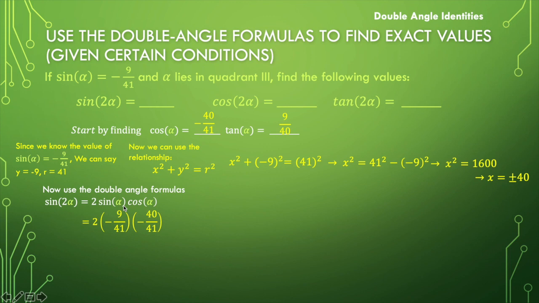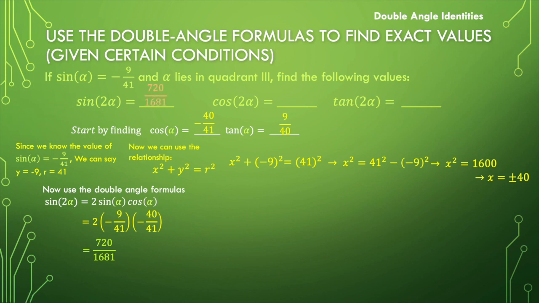And now we can just multiply. We're going to take and multiply 2 times 9 times 40, and this negative is just going to become positive. So 2 times 9 times 40, and then we're going to place that over 1 times 41 times 41. And our answer here will just be positive 720 over 1681. Okay, good deal.